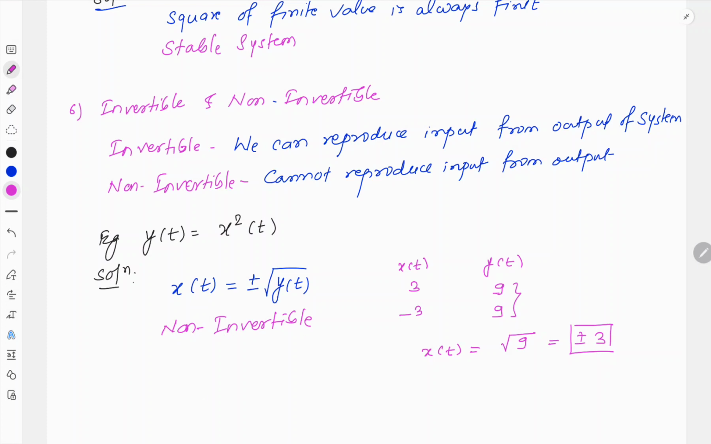So in this way, we can classify our systems as static and dynamic, causal and non-causal, linear and non-linear, time variant and time invariant, stable and unstable, and lastly invertible and non-invertible.